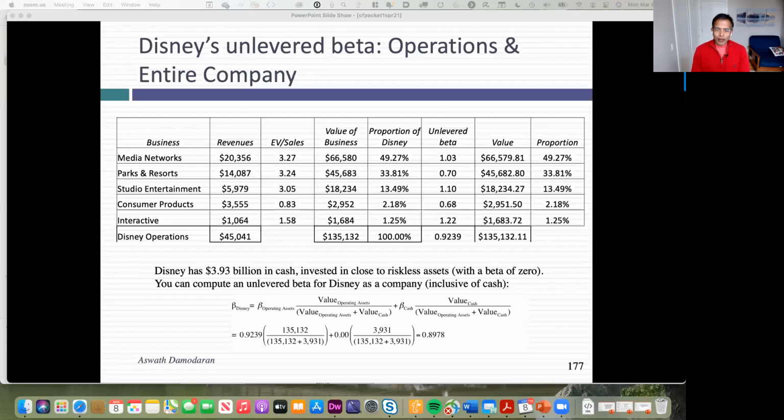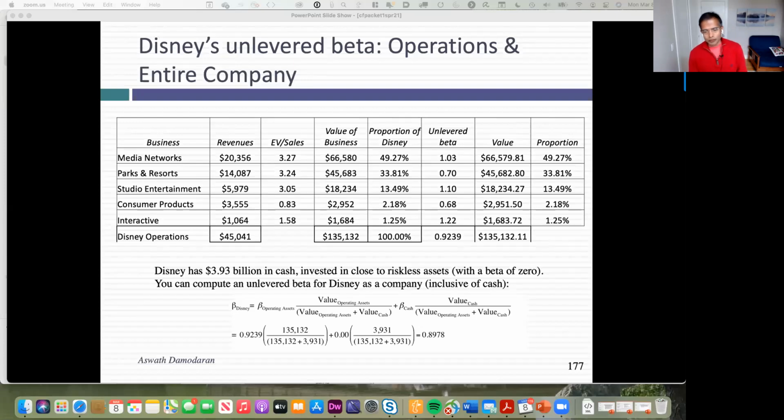But today I'm going to complete our discussion of betas, cost of equity, and start the discussion of debt. So before I get started, any questions? No, okay. So if you remember last session, I left off talking about Disney's beta.